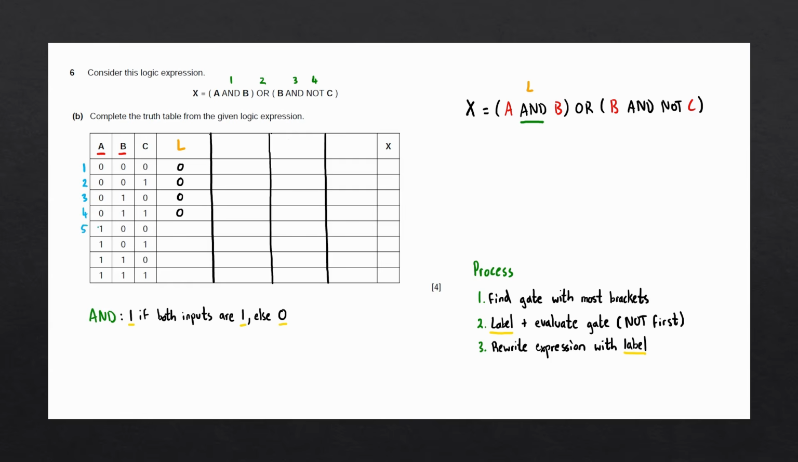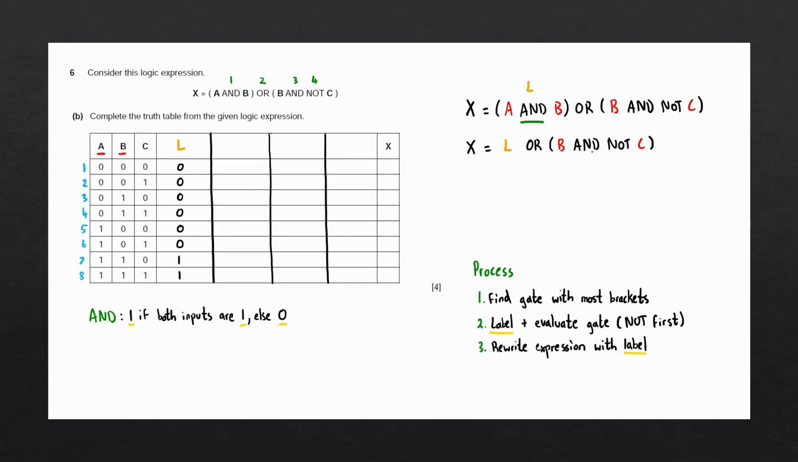The fifth row, input A is 1, but input B is 0, so again it doesn't follow the rule, and the sixth row is the same. The seventh row, input A is 1 and input B is 1, which does follow the rule, so the output is going to be 1. And the eighth row is the same, so the output is going to be 1. And there is this column complete. The last step of the process is to rewrite the expression with the label. So let's rewrite this expression, replacing A and B with L.